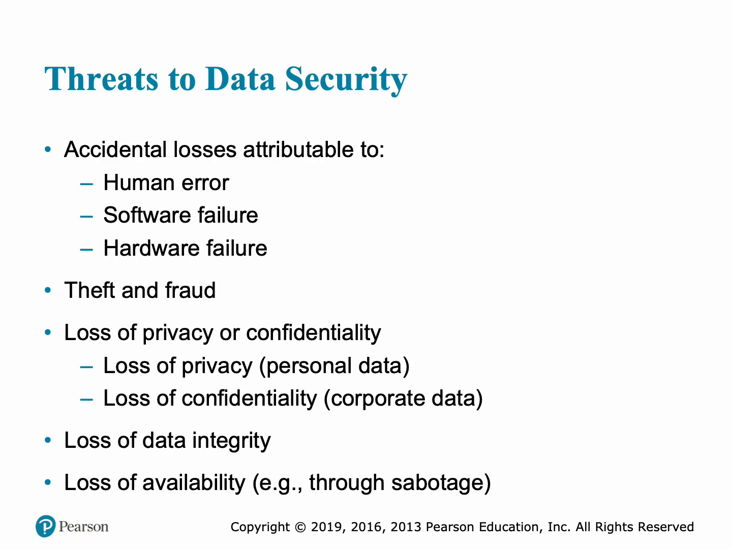All of these losses can be very costly, and some can threaten the very existence of the company. Accidental losses attributed to human error, software failure, hardware failure, theft and fraud, loss of privacy and confidentiality, whereas loss of privacy is personal data, loss of confidentiality is corporate data, loss of data integrity, and loss of availability through sabotage.